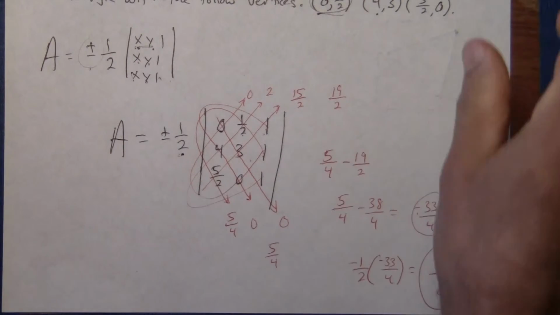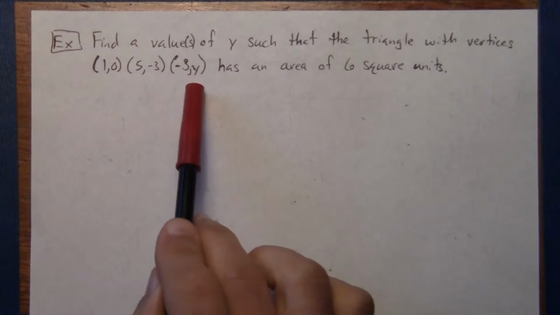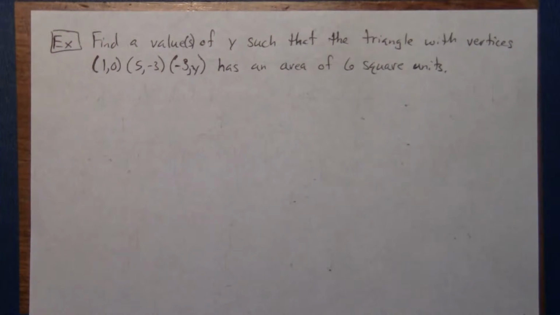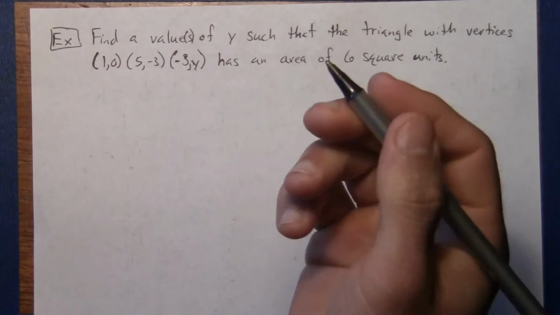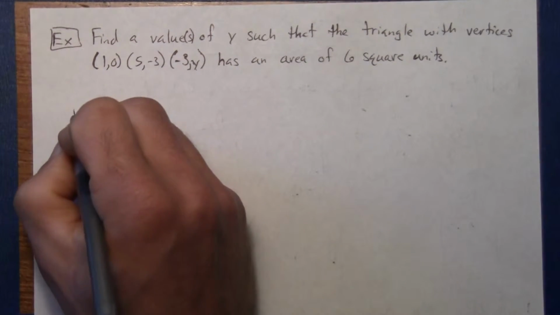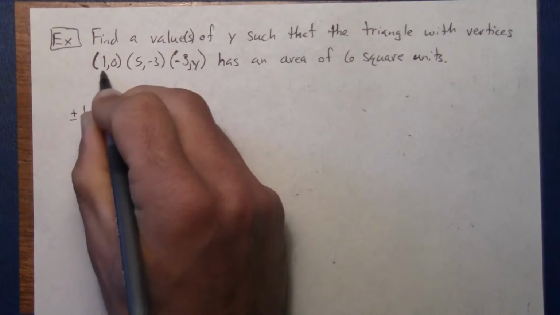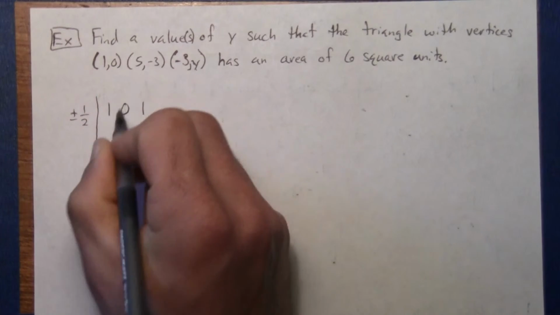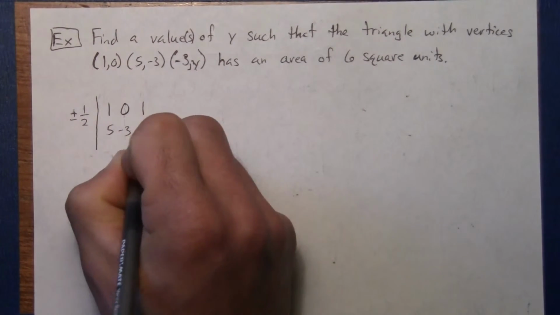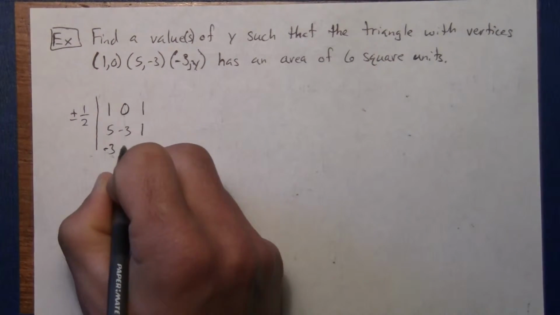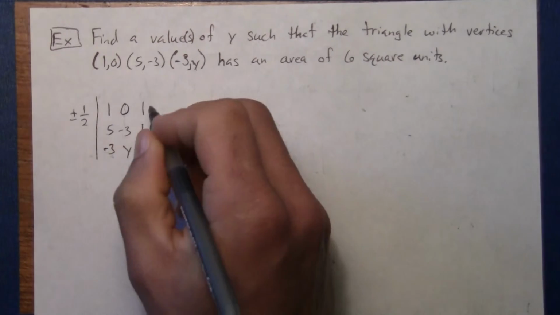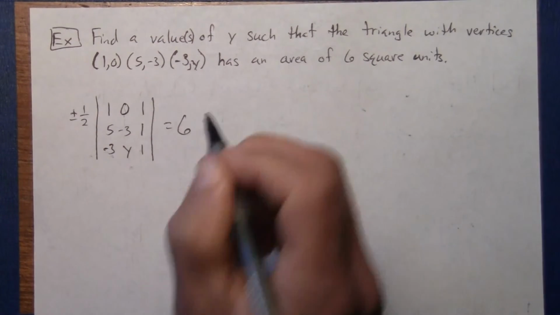Alright, on to the next one, which is similar to this. Going to use the same idea. They give us the 3 vertices, and they tell us the area is equal to 6. Only difference is I don't know what that y value is, but I'm going to set it up the same. I'm going to say it's plus or minus 1/2 times the determinant of 1, 0, and then 1, 5, negative 3, and then 1, and then negative 3y, and then 1. And they're telling us that this is going to equal 6.